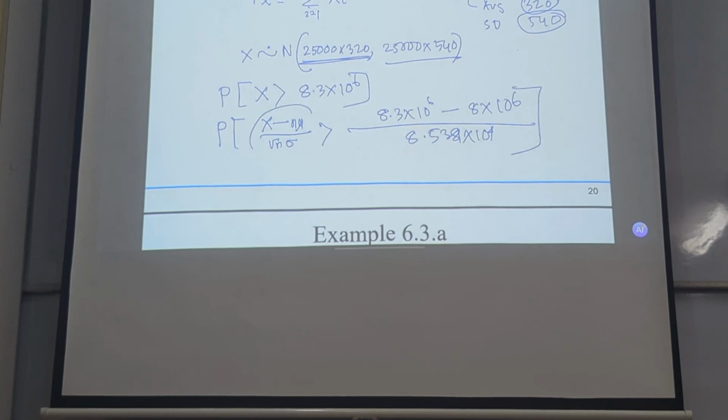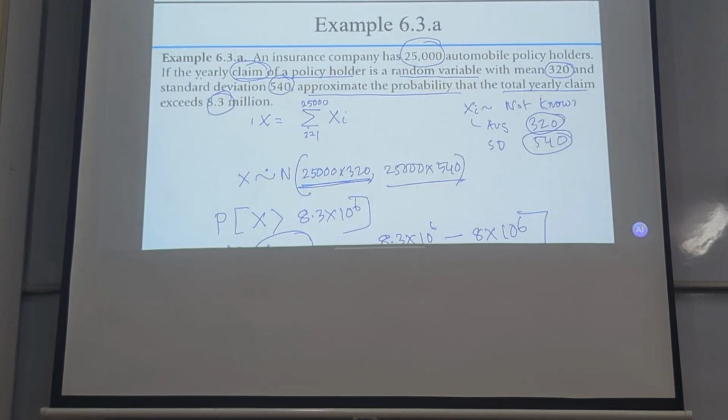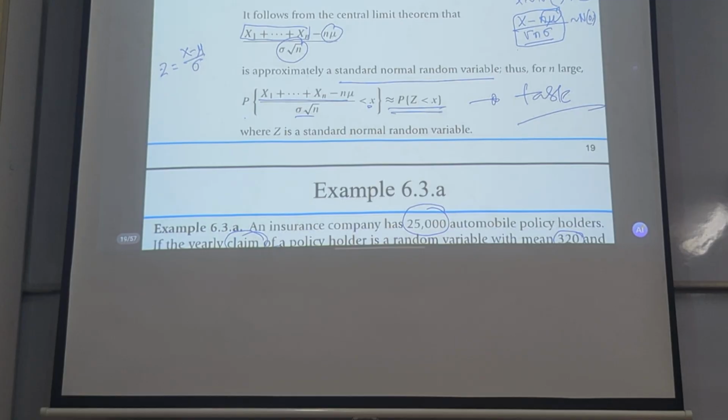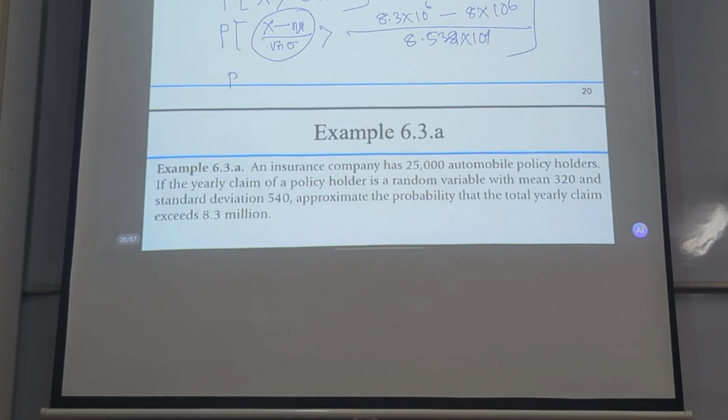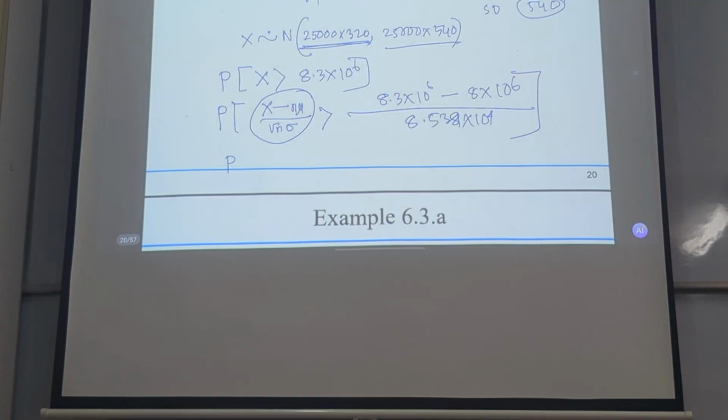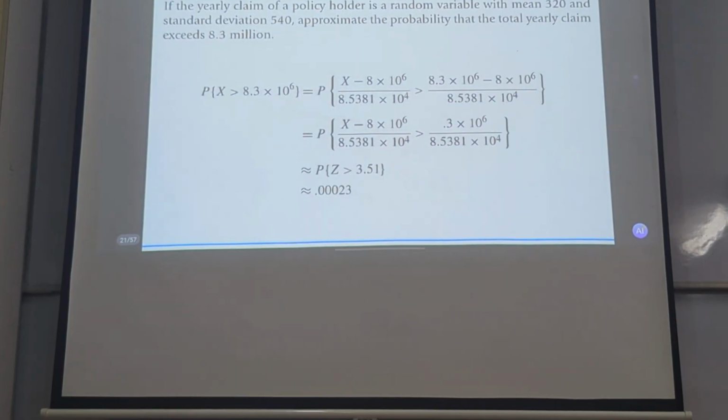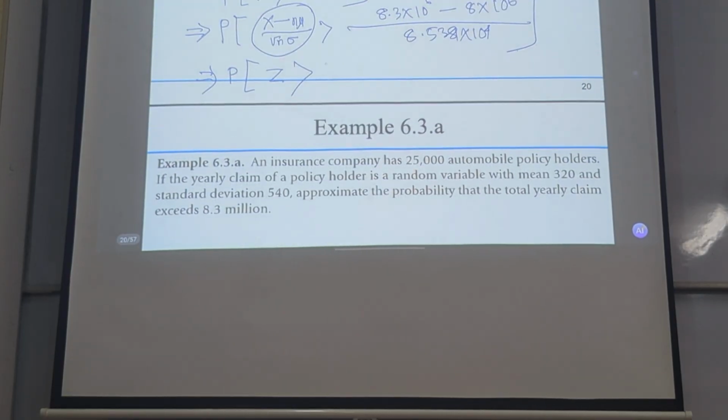What is this? According to this definition, this quantity is standard normal. So we can write here the probability that Z is greater than, from the text, which is approximately equal to 0.000 something.